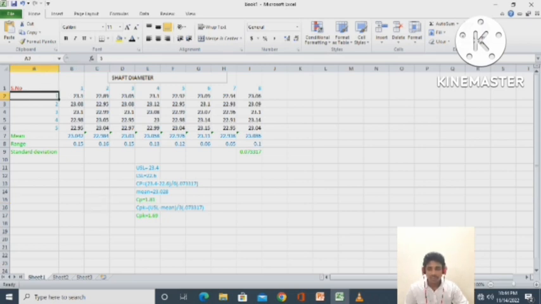This is the shaft diameter data. We are taking 5 shafts, and these are the 5 shaft diameter values, taken at equal intervals of 2 hours, so we are taking 8 values per day. We calculate the mean, the range, and the standard deviation in the Excel sheet. Using this data, we find the CP value as 1.81 and the CPK value as 1.69.